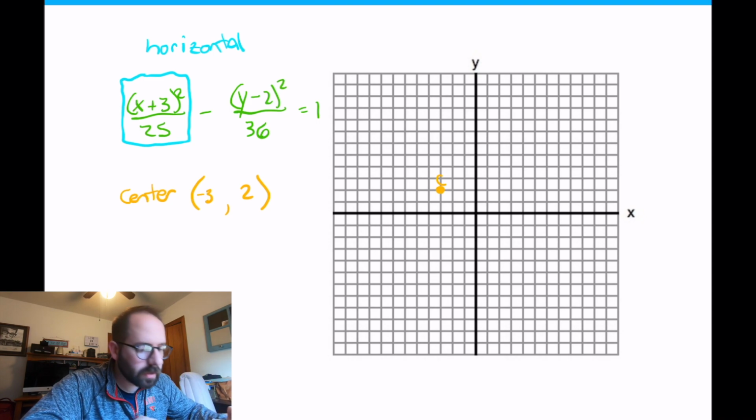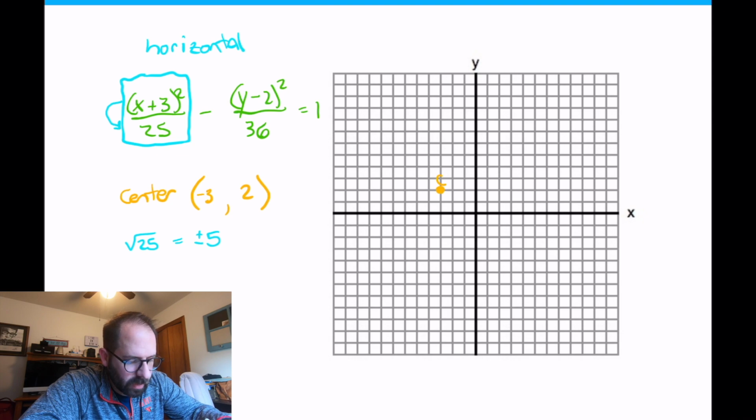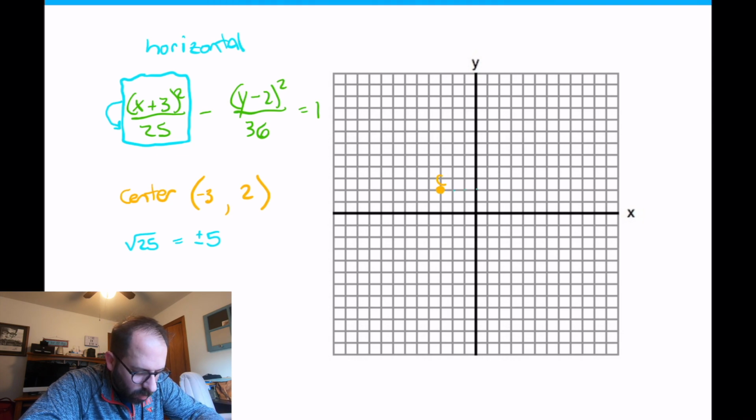These are actually easier to understand. So we're going right and left on this one because it's horizontal. The X is the front number. And you just take the square root of that bottom number. So the square root of 25, you're going to go 5 right and left because the X is the front number. Again, this tells you which direction you're going. So I'm going right and left 5. So 1, 2, 3, 4, 5. 1, 2, 3, 4, 5.